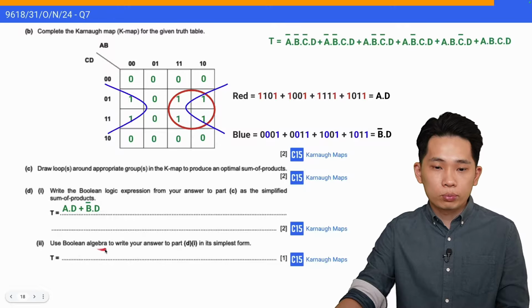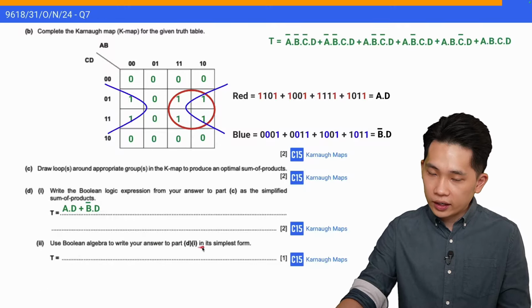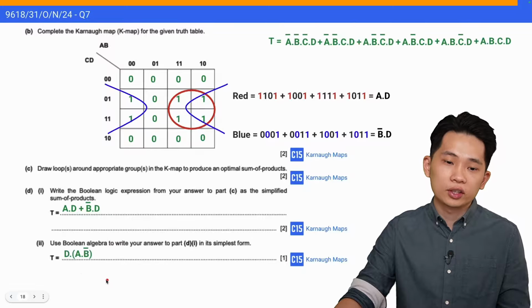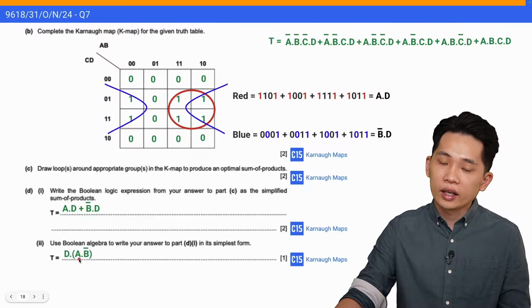Use Boolean algebra to write your answer to part D(i) in its simplest form. We just have to simplify this equation here, resulting in D dot bracket A dot not B here.